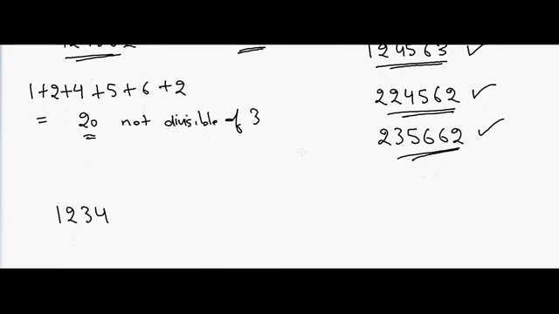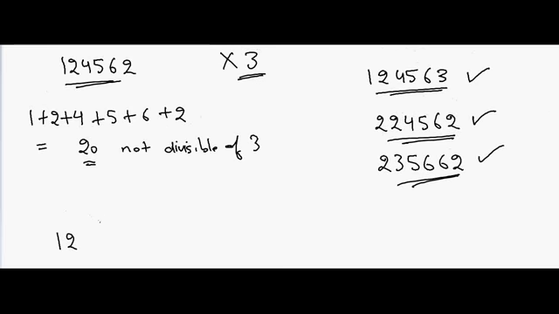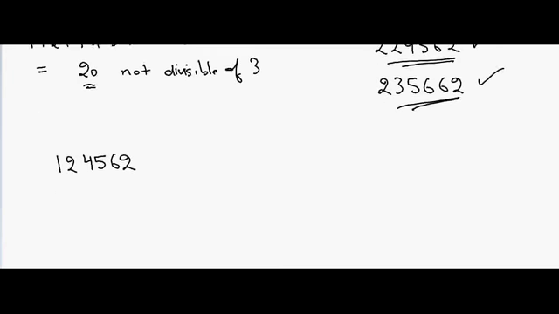Now let's talk about 4. So if I have 1, 2, 3, 4, sorry, the number was 1 2 4 5 6 2, and whether it is divisible by 4 or not. In that case, I have to look at the last two digits, to see if they are evenly divided by 4.